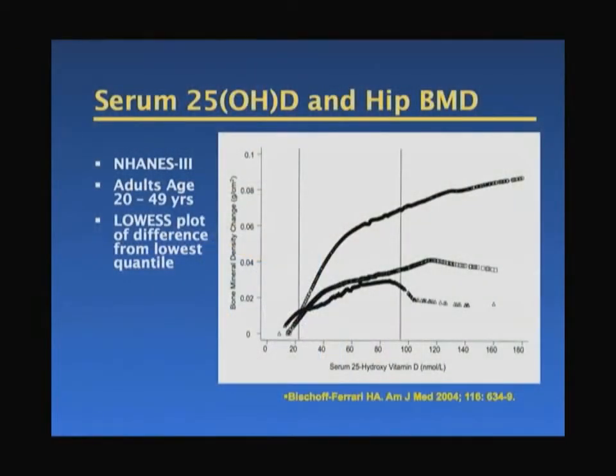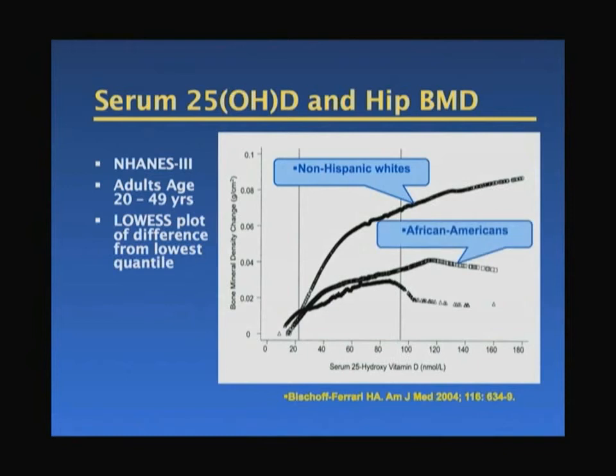Similarly, Heike Bischoff, in a study of the data from NHANES, the National Health Nutrition Examination Survey, which has been ongoing now for 40 plus years, sees this kind of an effect for bone mineral density as a function of serum 25-hydroxy-D level in the population. The top line being for non-Hispanic whites, the middle line being for Mexican Americans, and the bottom line being for Hispanics.